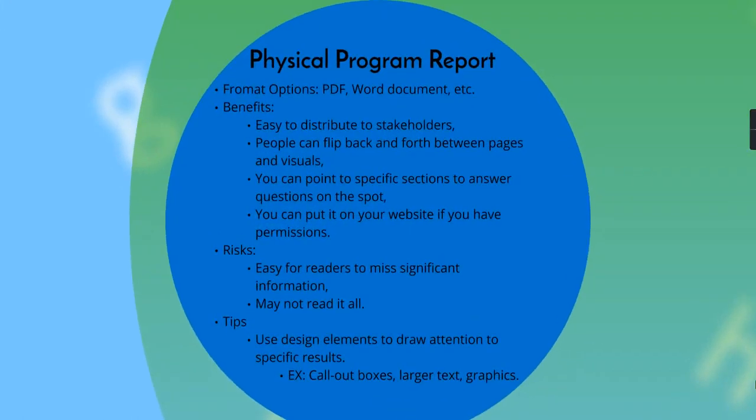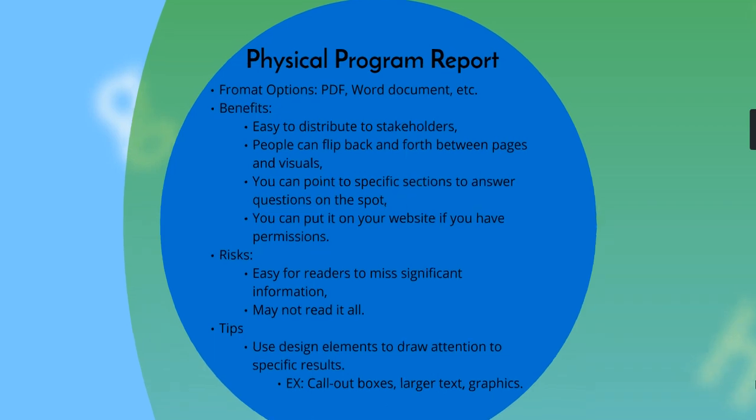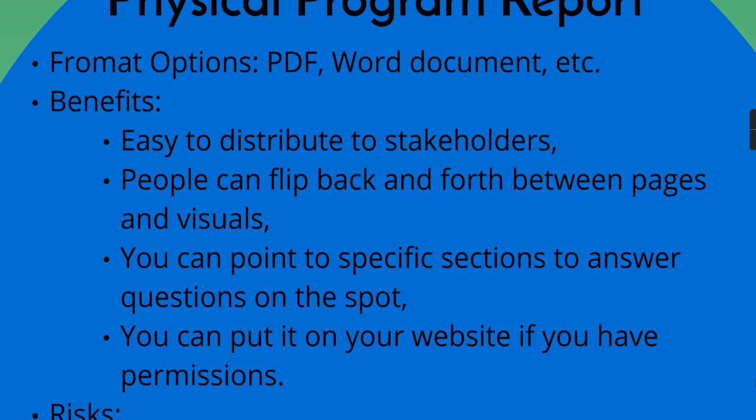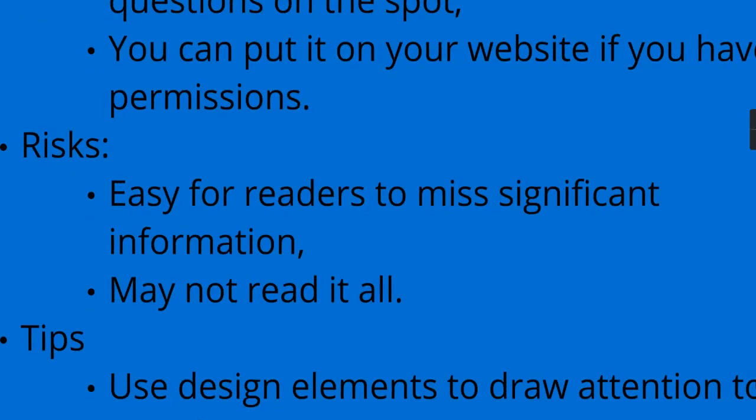First is a physical program report. Physical program reports are distributed digitally and/or in a printed format. You can create them in a number of computer programs like Word, Canva, PowerPoint, or Pages. The benefits to a physical program report are that it is easy to distribute and speak to with people like funders and legislators. The risks to this format is that people often skim the material that's in front of them and easily overlook significant information.